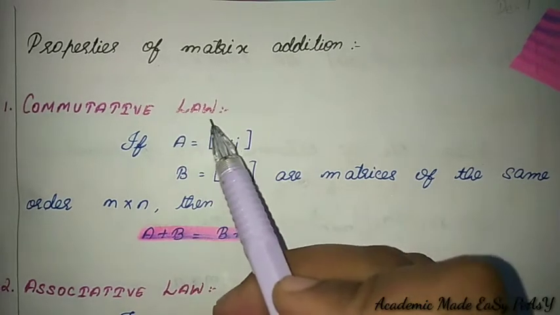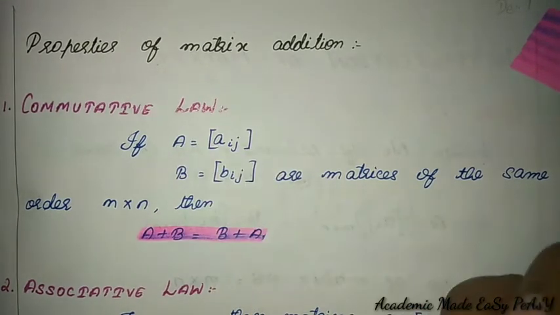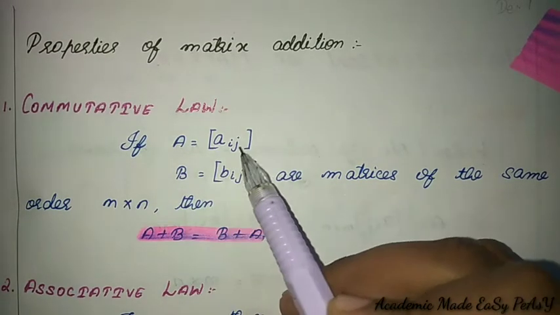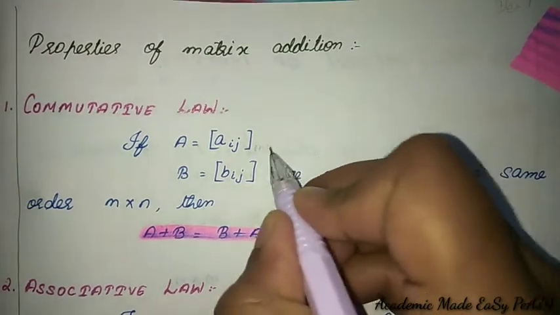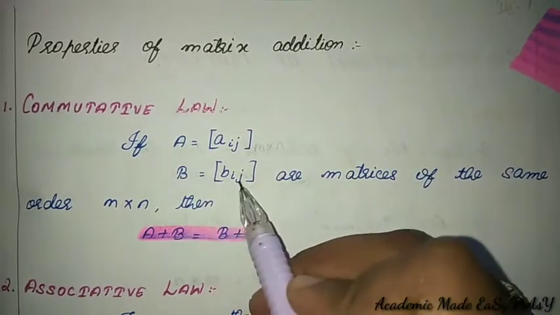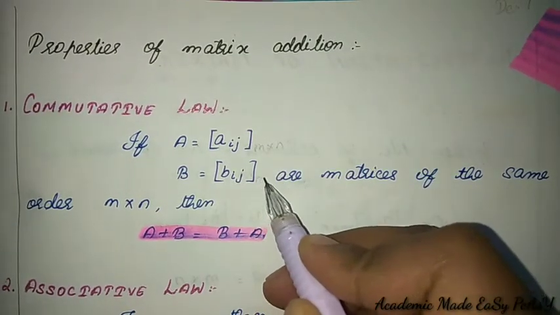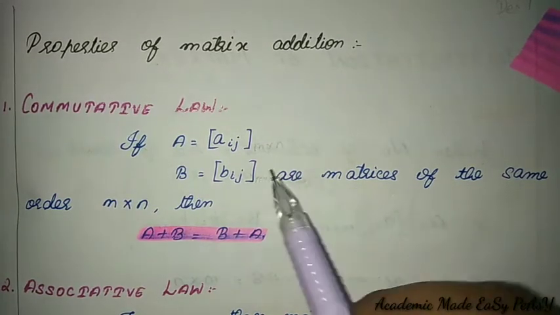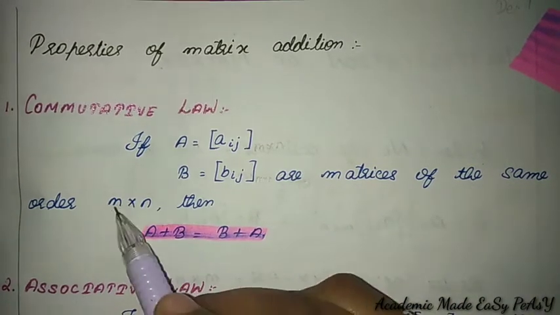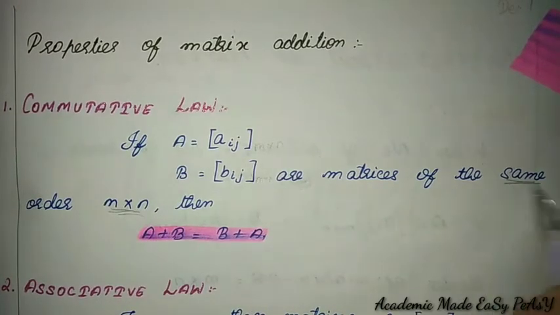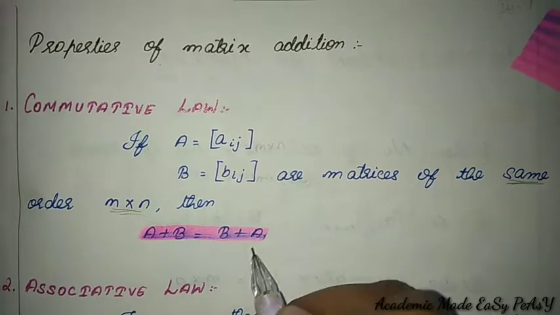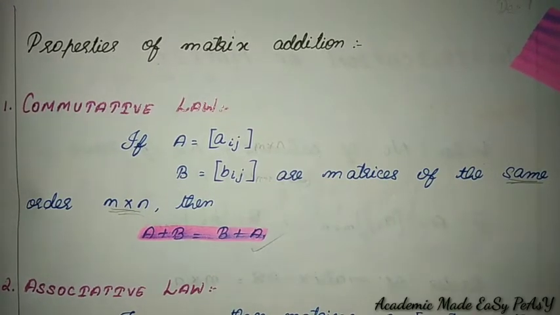The first property is the commutative law. Addition is always commutative, isn't it? So if A = [aij] of some order and B = [bij] of the same order. It should be the same order, isn't it? In the previous topic I taught you, matrices of the same order. Underline this for addition. Then A plus B is equal to B plus A. This is the condition. So the commutative law is true for matrix addition.